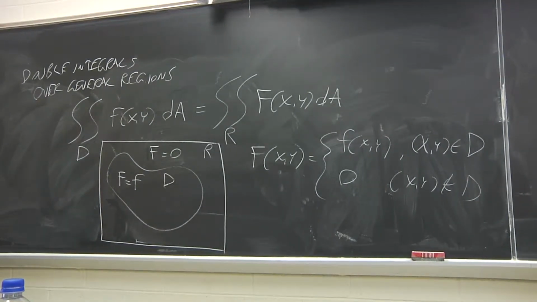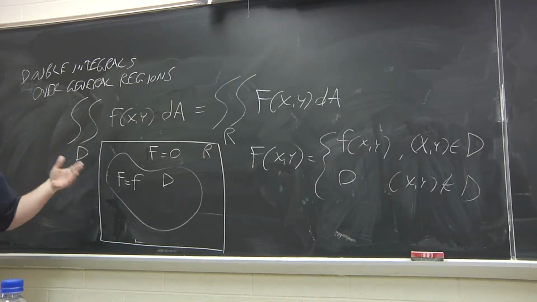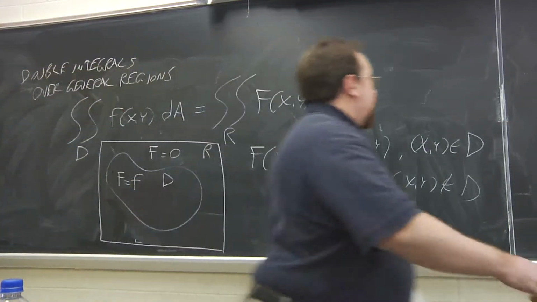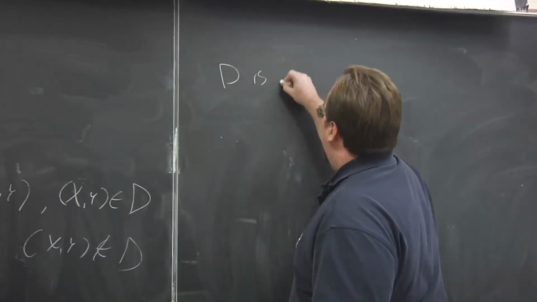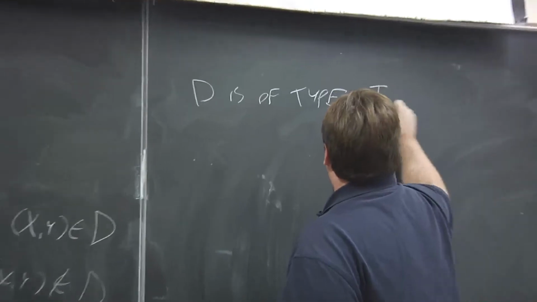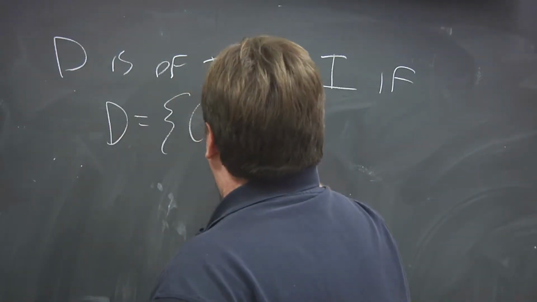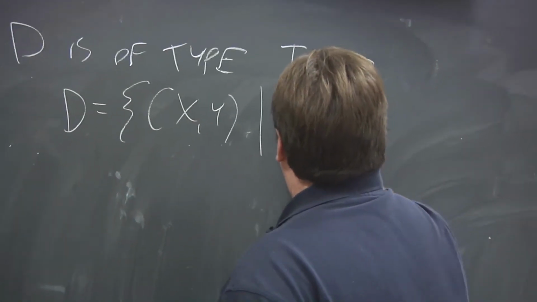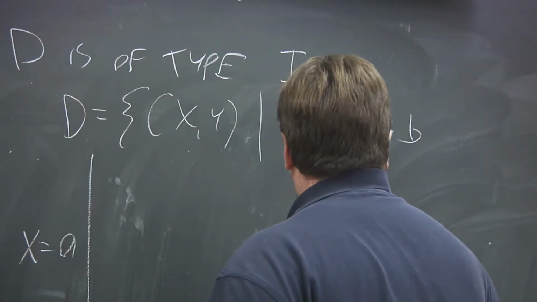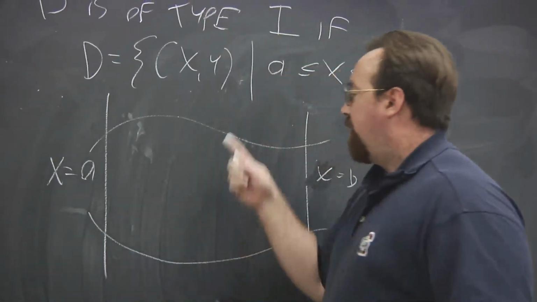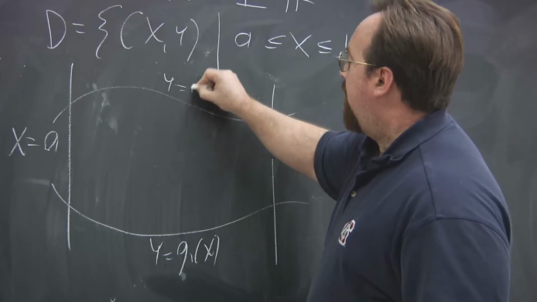But how do you go about actually computing an integral like this using the same techniques that we know, using the fundamental theorem of calculus and so forth? We like to do this in terms of one-dimensional integrals, just like we did for rectangles. So there are certain regions for which we can do this. Say that D is a region of type 1, Roman numeral 1, if D consists of the set of all points so that x is between a and b, so it's bounded by two vertical lines, x equals a, x equals b, and bounded below and above by curves. y is g1 of x, and bounded above by g2 of x.